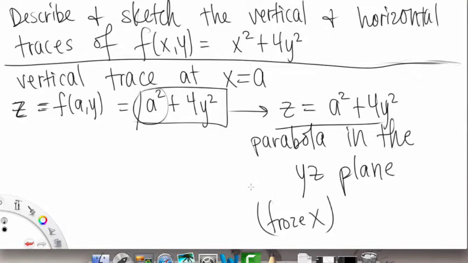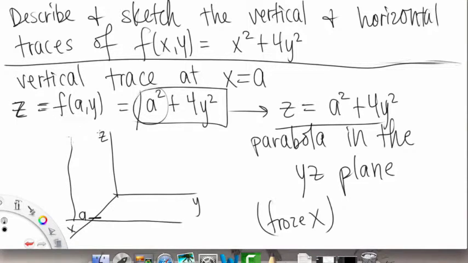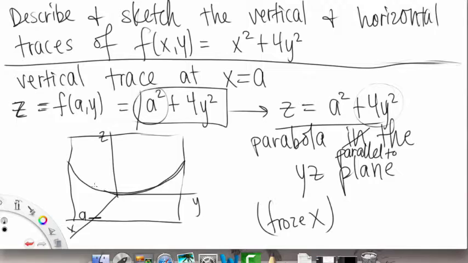So what would this look like? We'll draw a little sketch of it. Again, it's a parabola in the yz plane, or by "in" I mean parallel to. If we set x equal to some a, here's our plane, x equals a, so this is a parabola parallel to the yz plane. This parabola is upward facing because there's a positive in front of the y squared, so it would look something like that, or maybe even more so. This is just a sketch. This is in the plane x equals a.